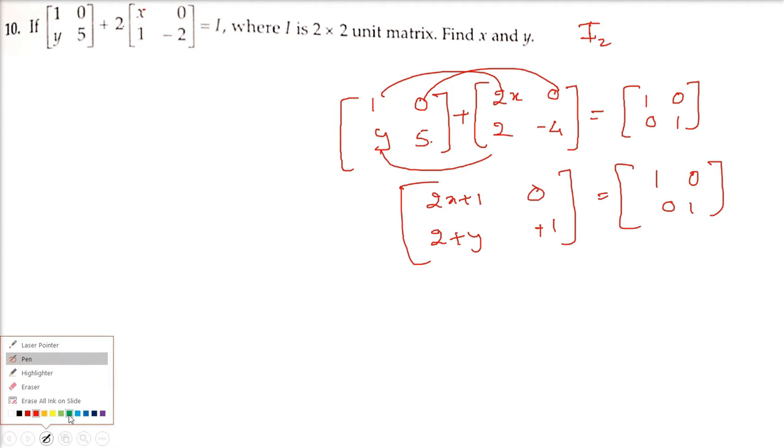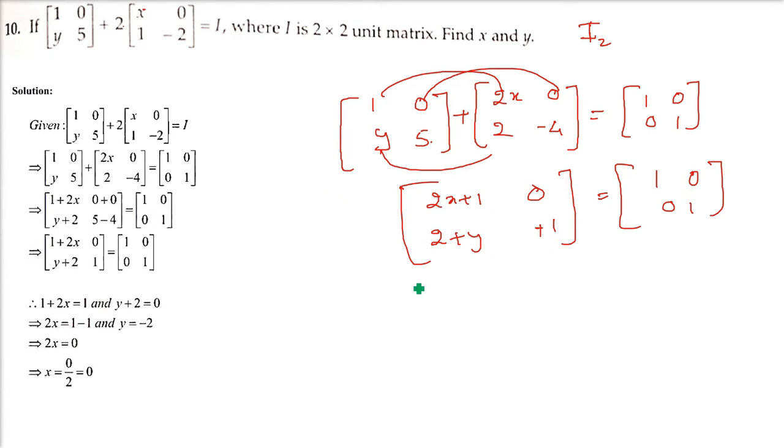So 2x plus 1 is equal to 1, and 2 plus y will be equal to 0. From here you get y equals minus 2. From here you get 2x equals 1 minus 1, 0, so x equals 0. So this is the x and y value.